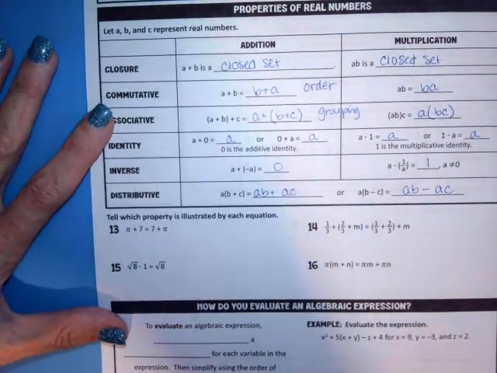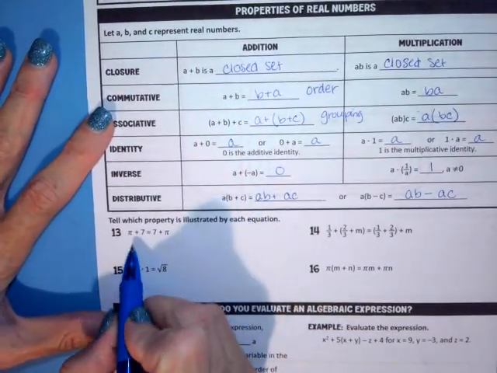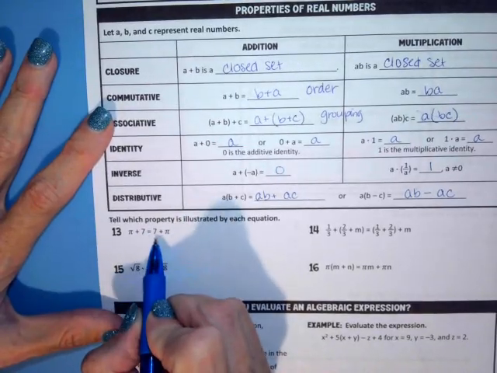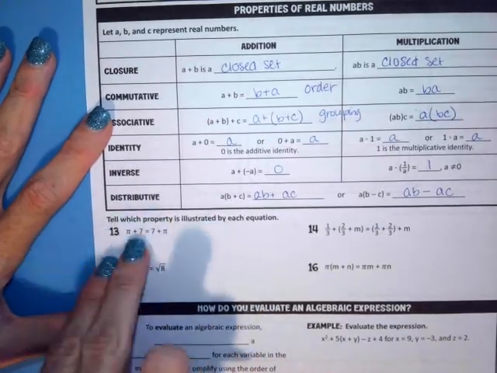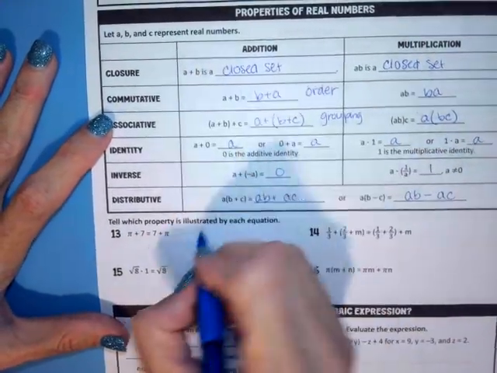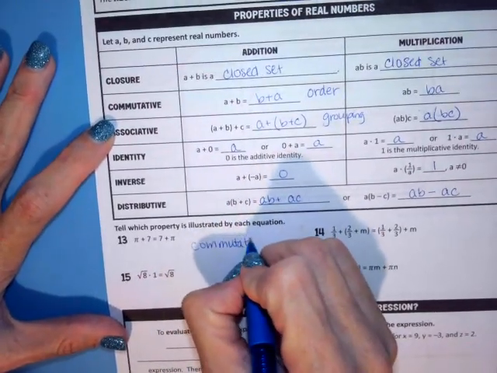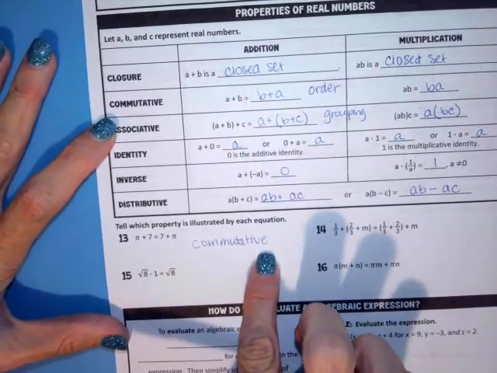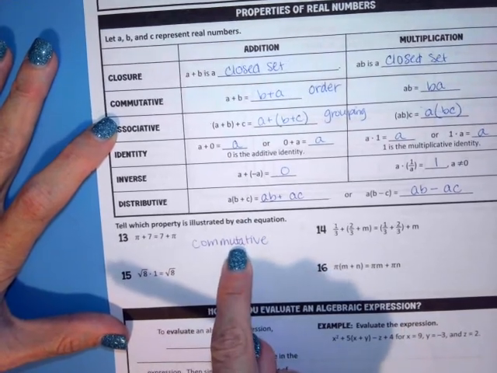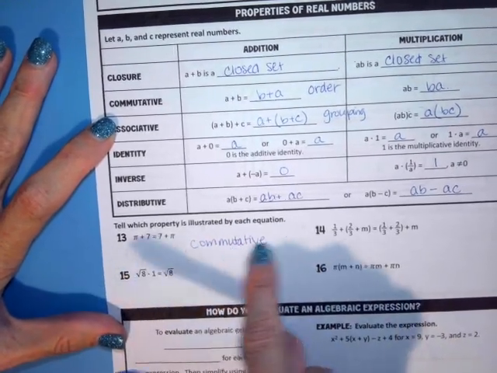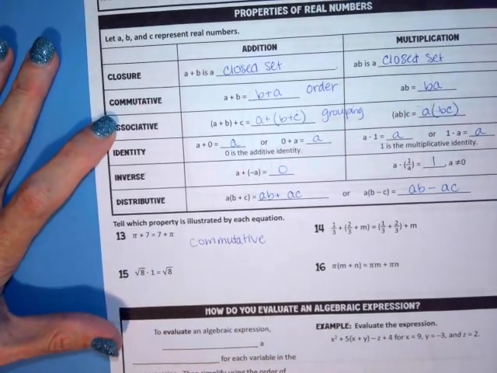All right, so for number 13, tell which property is illustrated by each equation. So I have pi plus 7, and then I have 7 plus pi. What changed? It's the exact same terms, but they switched their order. They switched their order, so this is commutative. Now, I'm going to be a little bit more relaxed on this, and I'm going to let you say commutative and be done with it. Some people will require you to say commutative property of addition. I know it's commutative property of addition. You don't have to tell me that.